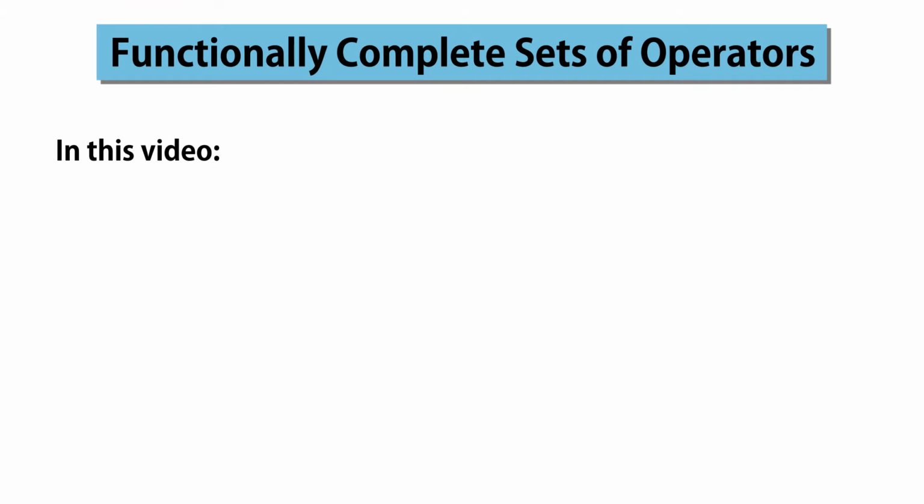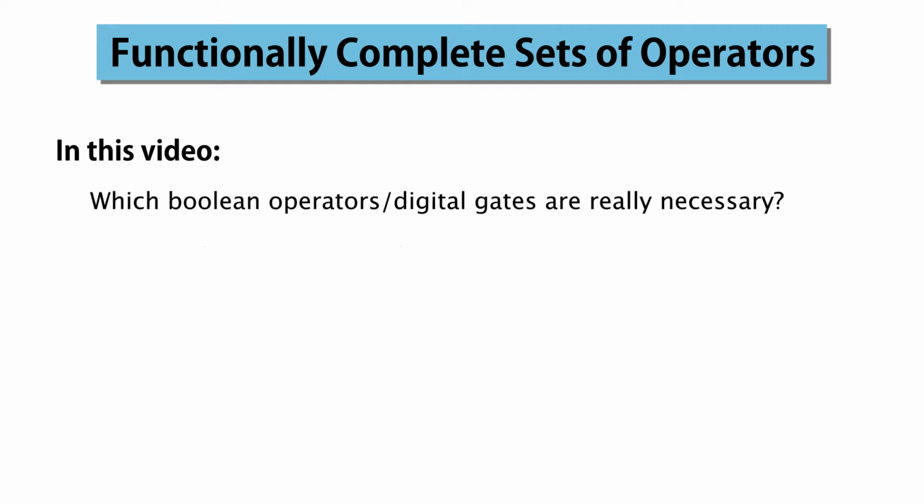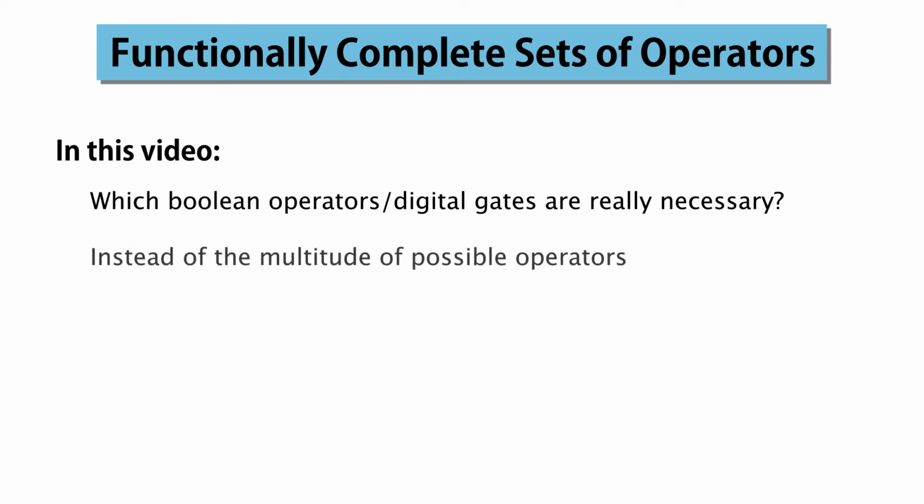In this video, we're going to explore a topic that straddles formal logic and digital design. Namely, which Boolean operators / digital gates are really necessary? Instead of the multitude of possible operators, can we get by with only a few or even one?